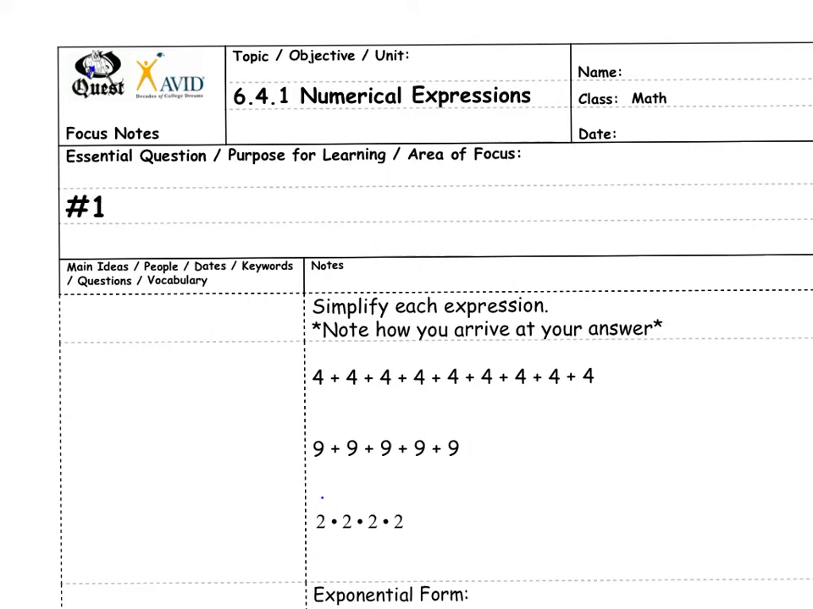Hello. Welcome to the first lesson of 6.4.1 Numerical Expressions. Today you are going to be continuing your knowledge of order of operations, but we're going to be adding in the exponents.